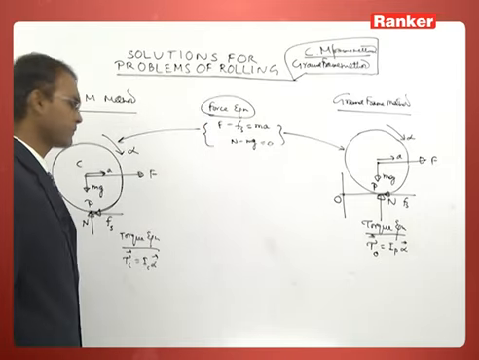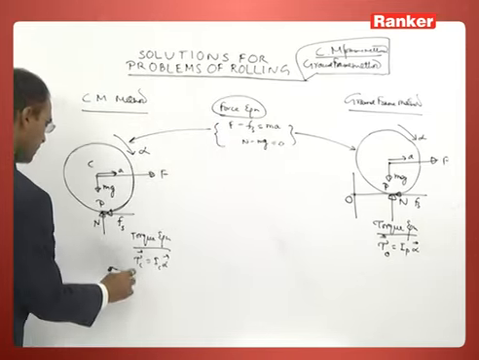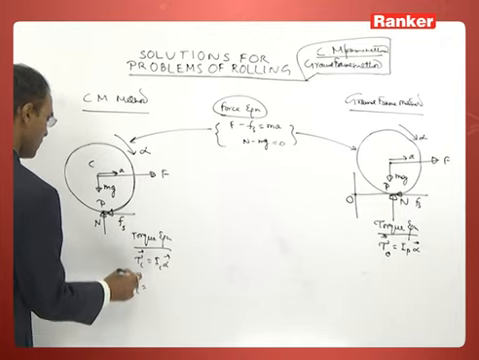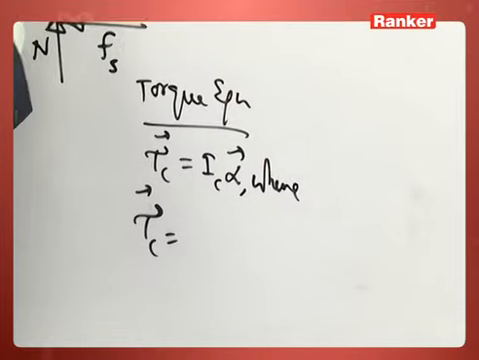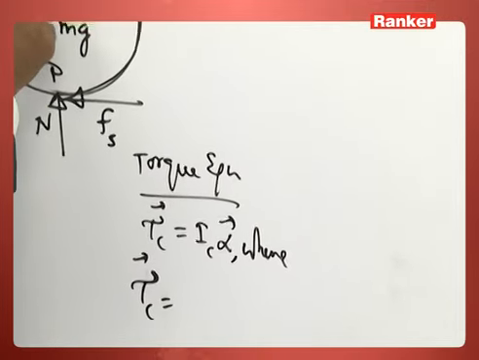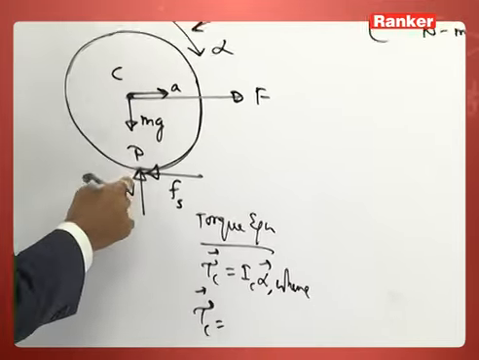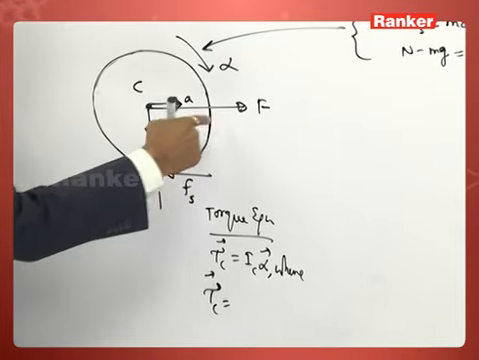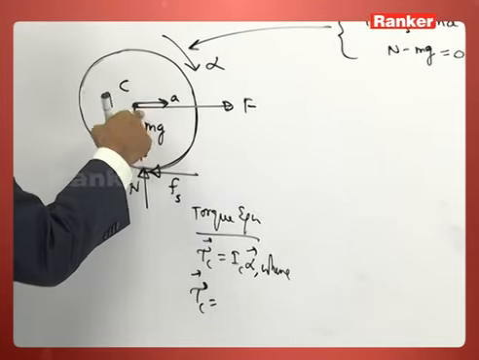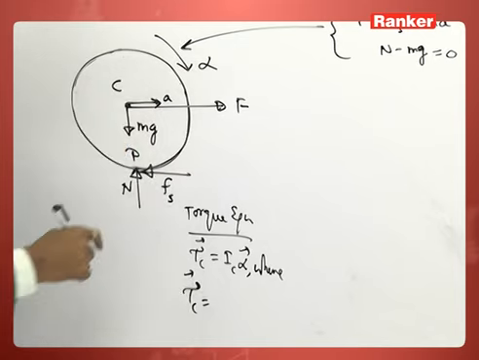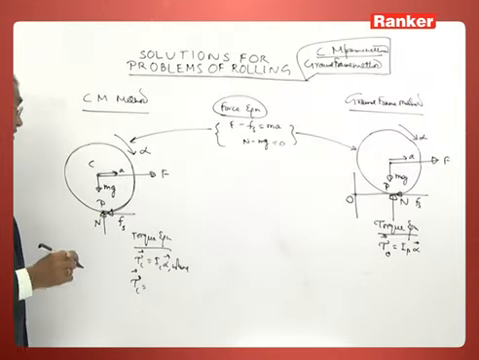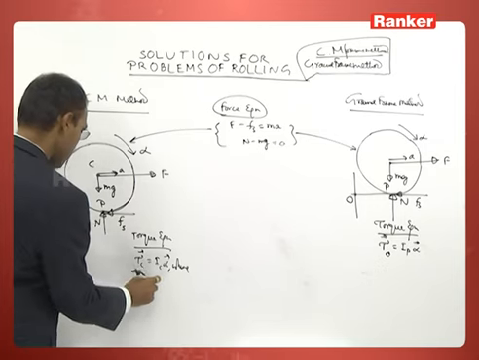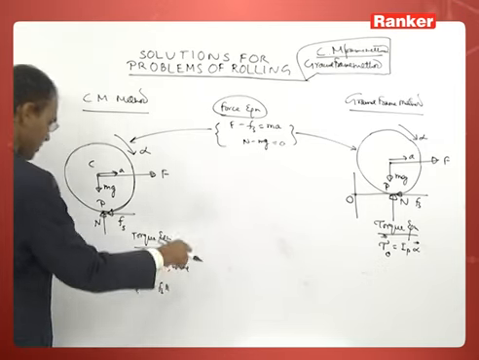Totally different. Here tau C is equal to... about the center of mass, normal reaction, the applied force, gravity. These three forces pass through it. Therefore, they cannot produce any torque about the center of mass. The torque is produced by the frictional force. That's equal to minus Fs into R.